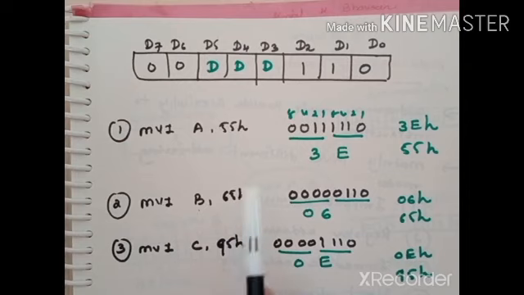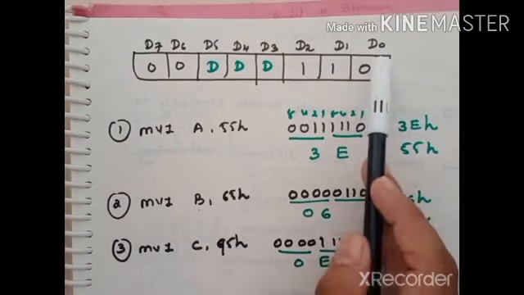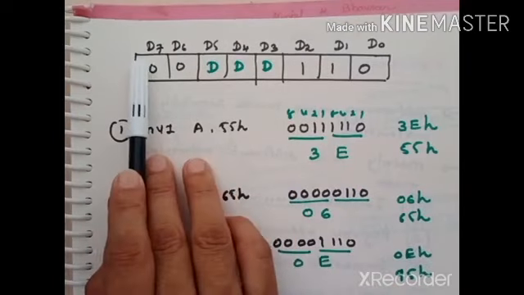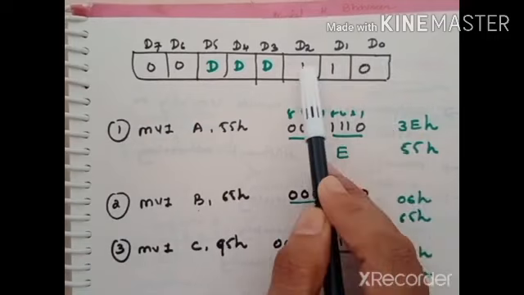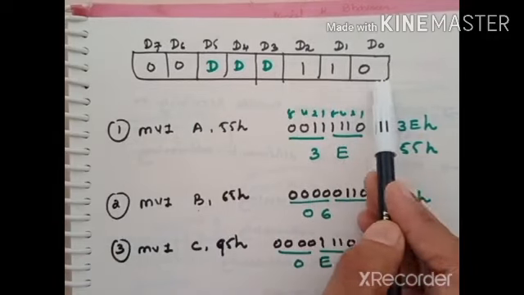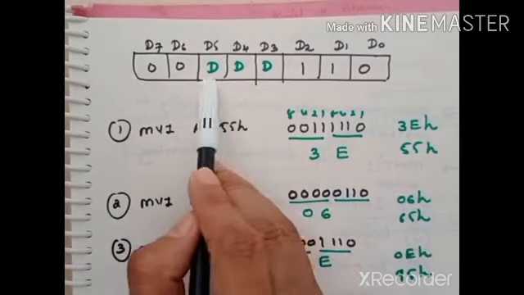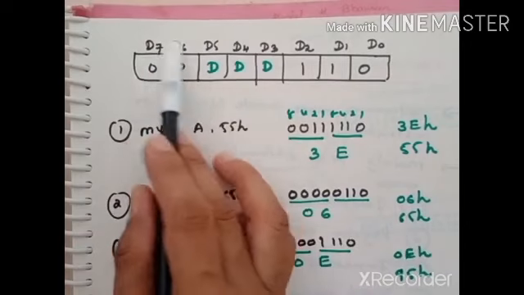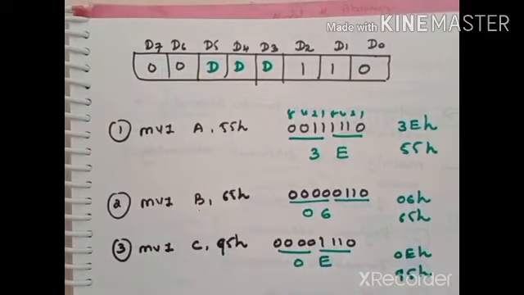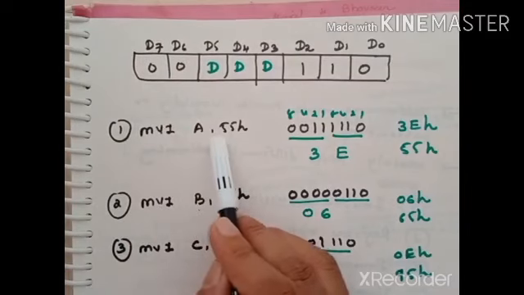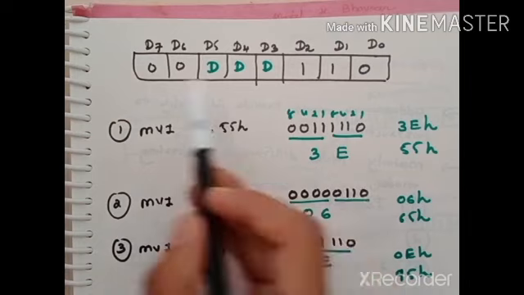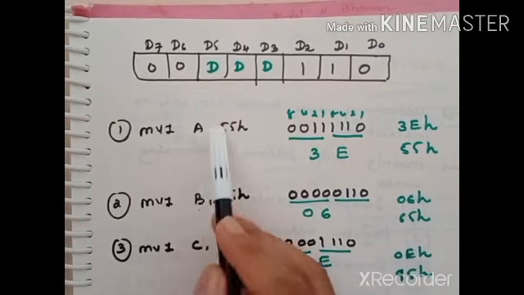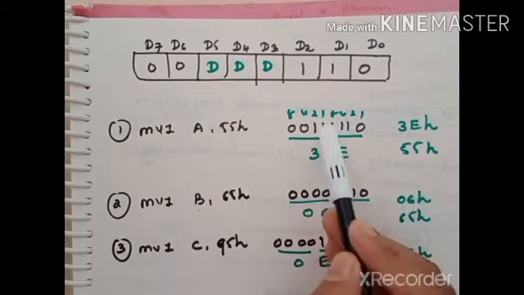Then for the equivalent hex code, this format: 8-bit data D0, D1, D2, D3, D4, D5, D6 and D7. D0, D1, D2, these 3 bits are fixed as 110. Then D3, D4 and D5 are used for the destination register, and the D7 and D6 bits are fixed as 00 for the MVI instruction. Then this example, MVI A, 55H.